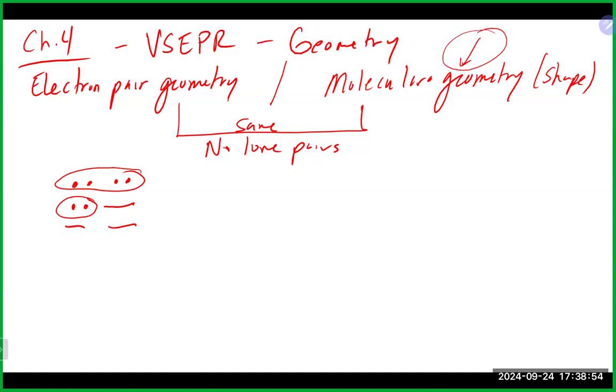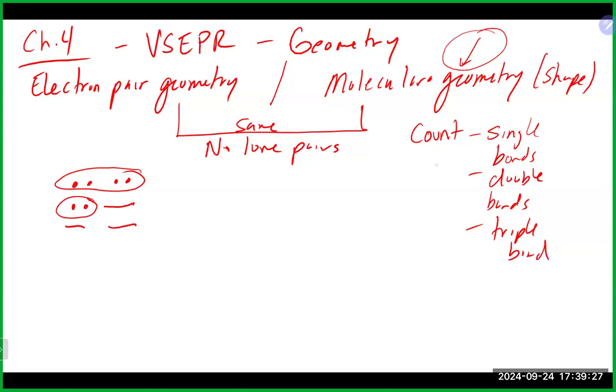The electron pair geometry will still be the same regardless of how many bonds or non-bonding electrons there are. They're just based on electron pairs. Remember that as well. The important thing when you do geometry, we count pretty much everything as one. So we count single bonds, we count double bonds, we count triple bonds as one electron pair, and it will count as one bond.